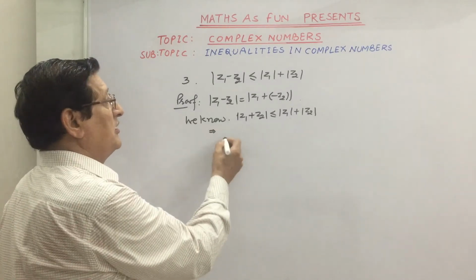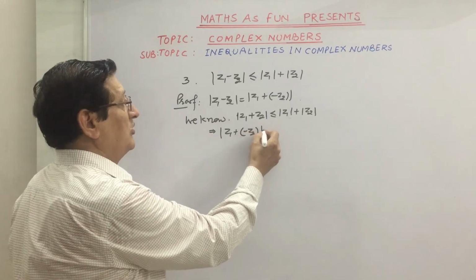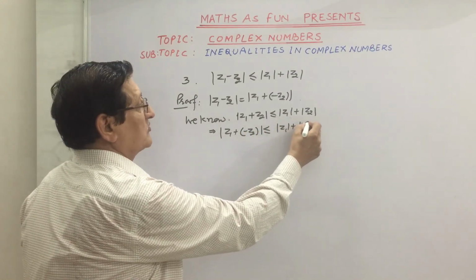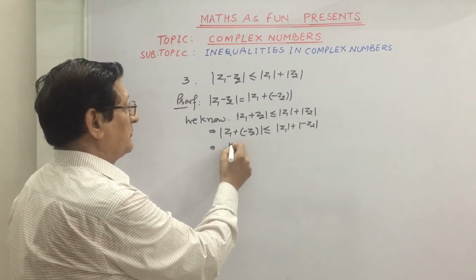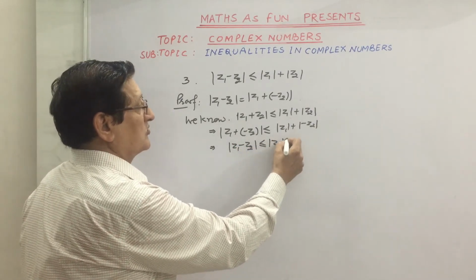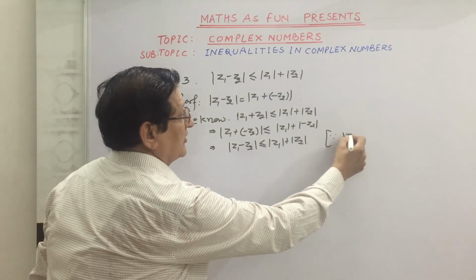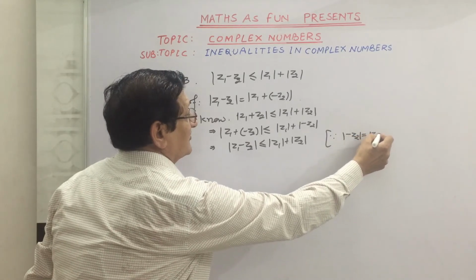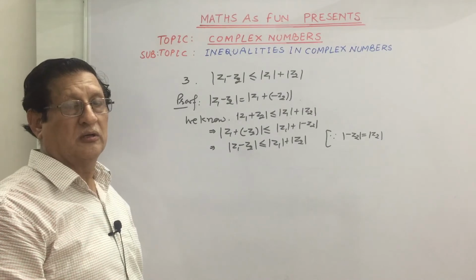Applying this property, can we write that modulus of z1 plus minus z2 is less than or equal to modulus of z1 plus modulus of minus z2? It means we can write that modulus of z1 minus z2 is less than or equal to modulus of z1 plus modulus of z2. Why? Because we know that modulus of minus z2 is equal to modulus of z2. This is the proof of this property.